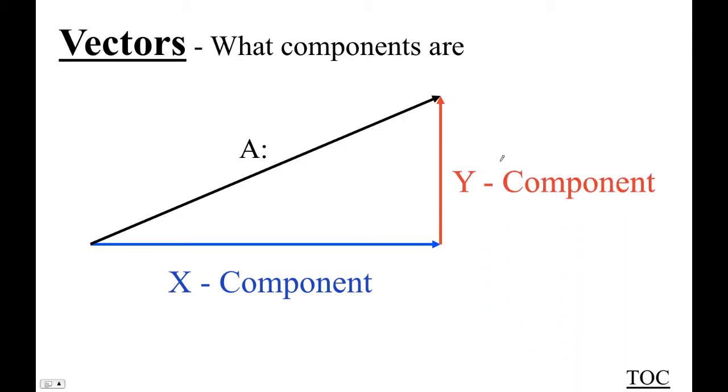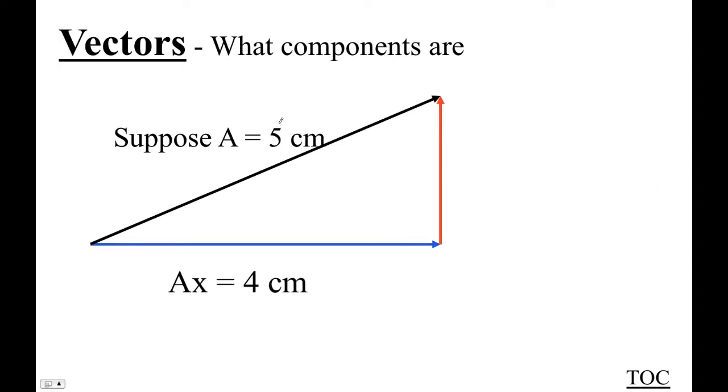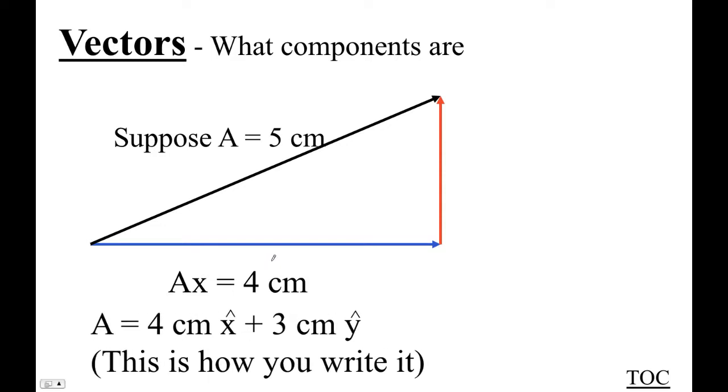Now let's suppose that the hypotenuse is 5, and this is a 3, 4, 5 right triangle. Then this side here would be 3 centimeters. This is the notation we've got to learn to do. So if this side's 4 this way and 3 centimeters this way, this is a 3, 4, 5 right triangle. There's always a right angle there. You would write it this way: 4 centimeters x hat plus 3 centimeters y hat.